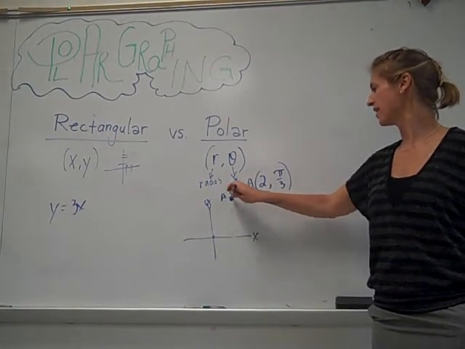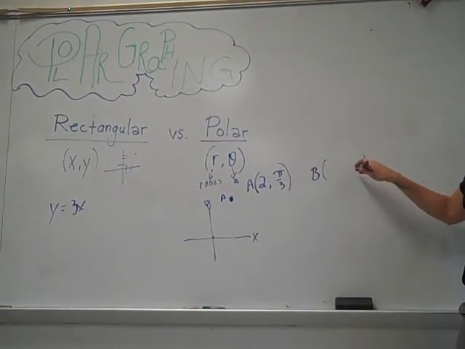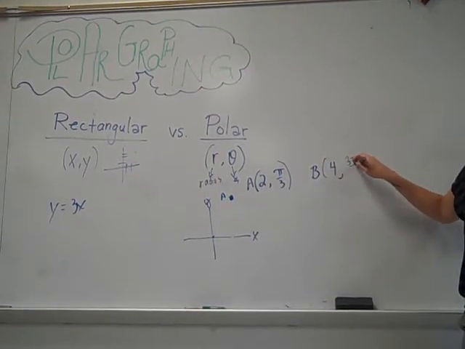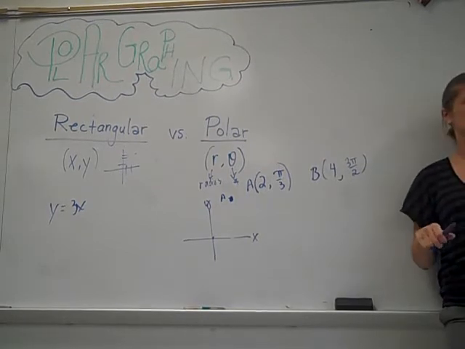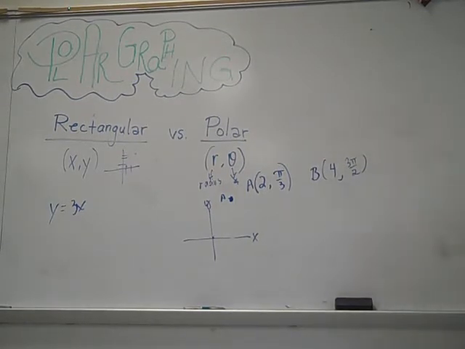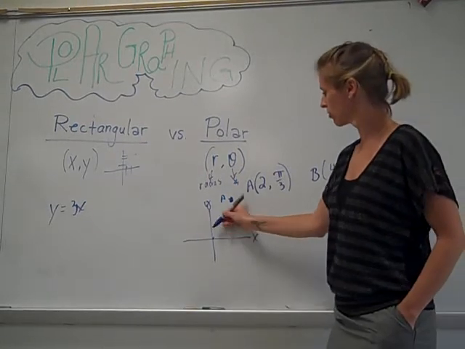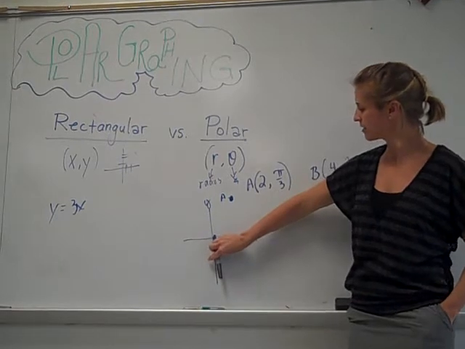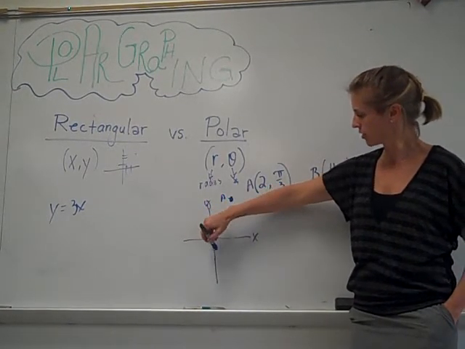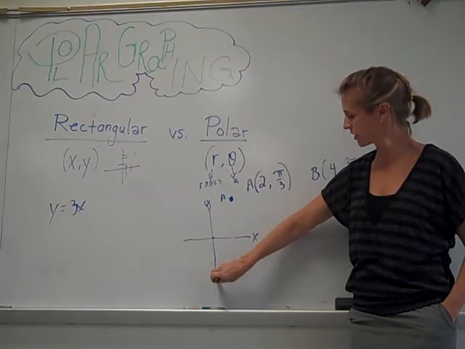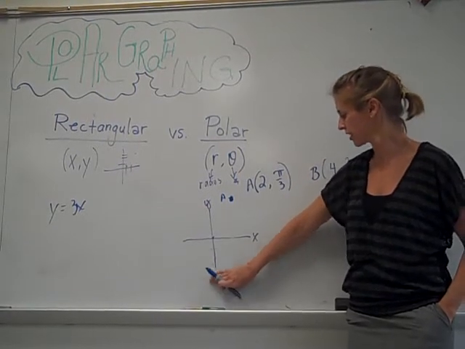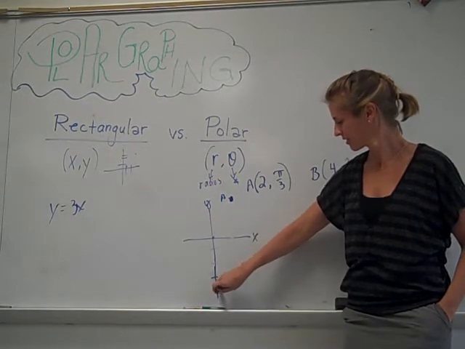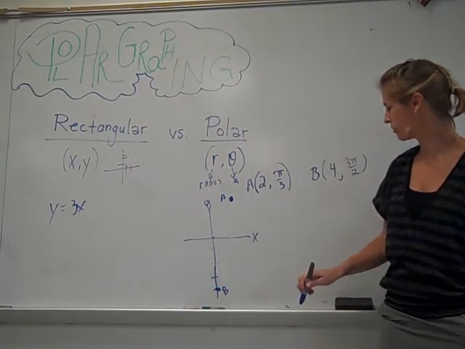So let's say this is point A. Let's say point B, and let's graph something at 4 comma 3 pi over 2. So you're going to figure out where 3 pi over 2 is. Then from wherever that angle ends, I'm going to count 4 away from the origin. 1, 2, 3, 4. And I'll try to keep my measuring consistent. So there's point B.